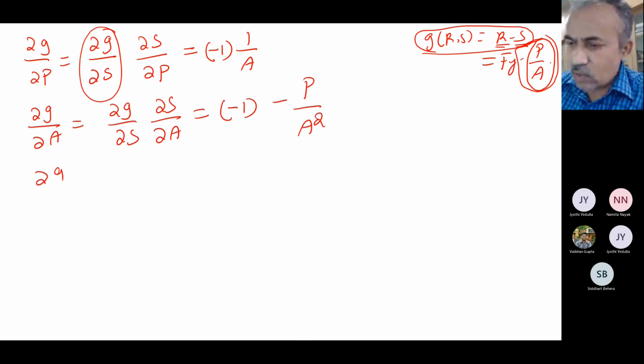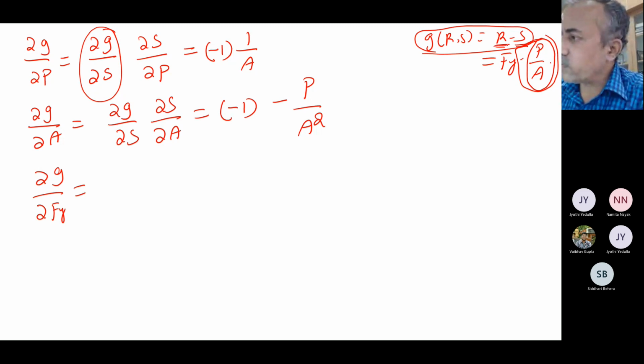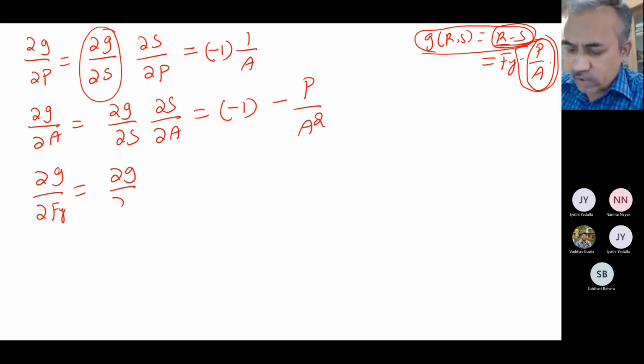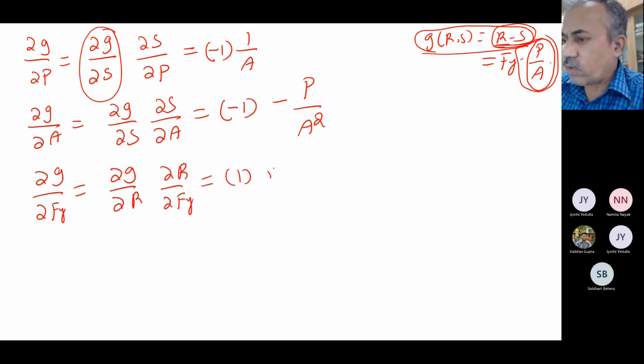Okay, now similarly ∂G/∂F of Y, say. Now F of Y comes where, in S or R? R. It comes in R. So we have to write ∂G/∂R, ∂R/∂F of Y. Okay, so this turns out to be 1 into 1. So this is how the derivatives have to be calculated.